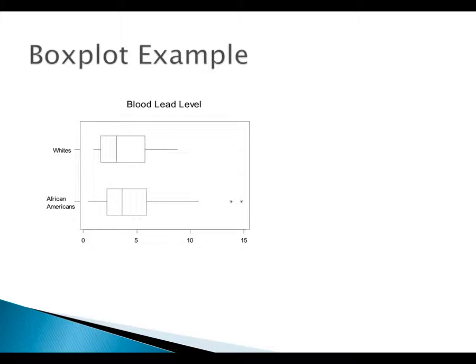This is one that you guys had to do in the book. It's talking about blood level between whites and African Americans. If you were comparing these, we would talk about center. So this center is higher, so a higher blood level. We would talk about shape. So although you can't tell shape, they both look skewed right, although the white distribution is more symmetric. We would talk about spread. So the African American distribution has a larger spread, some more variability. And then you would talk about overlap. What overlap would we point out in this case?